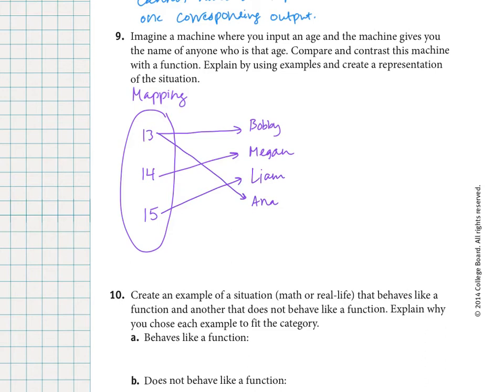Oh boy, is this a function? Does every input just have one output? No. Well, what if I added Zach and he was 15? Oh boy, now 15 has more than one output. So, starting to look at this, right? We saw that our inputs initially had one output, but then when we added more students' names to the list, we realized that this would not be a function.